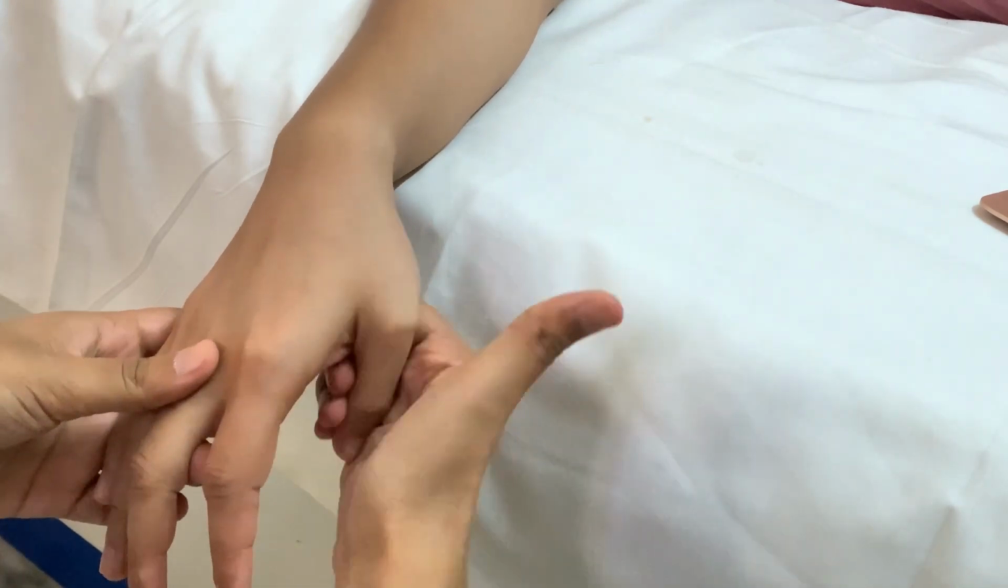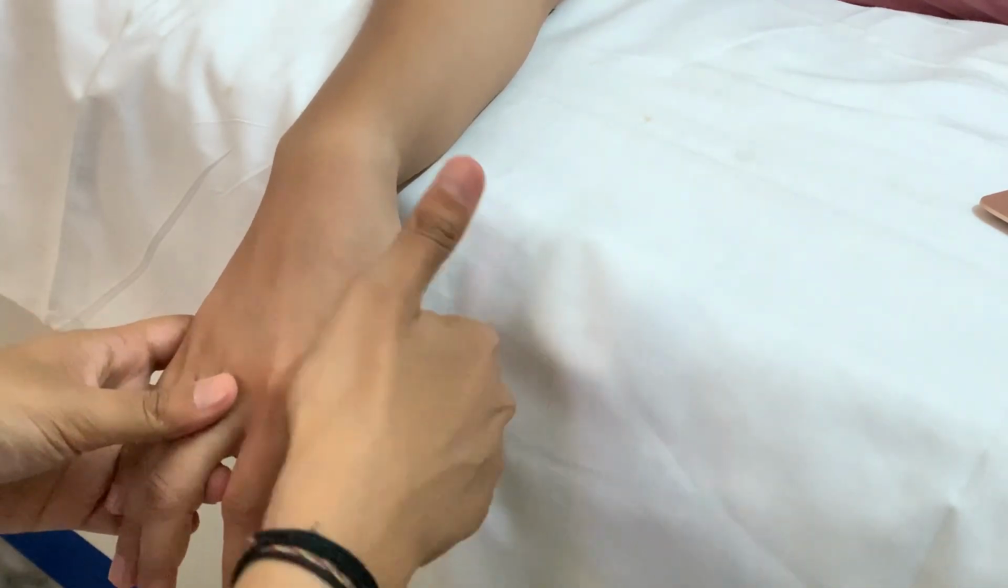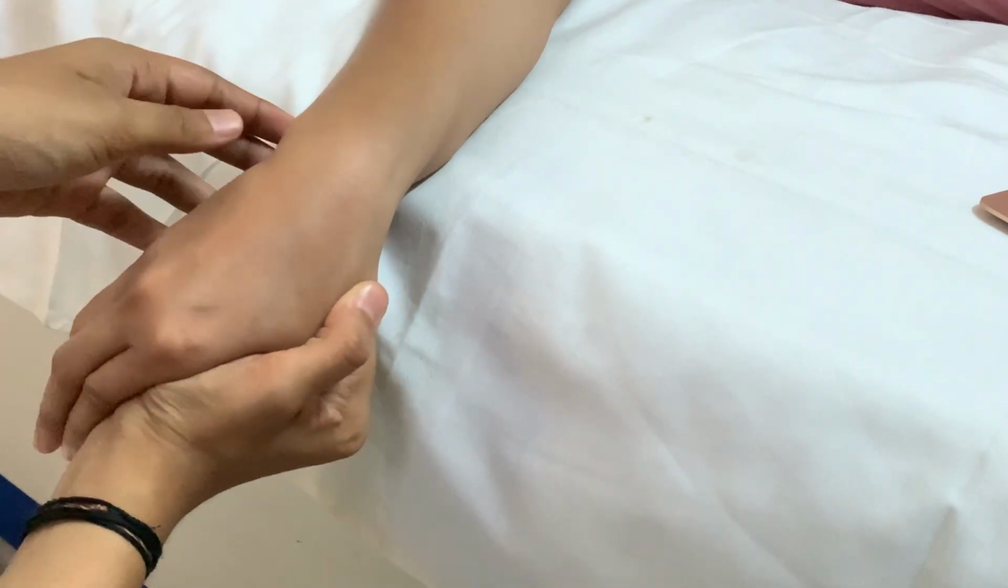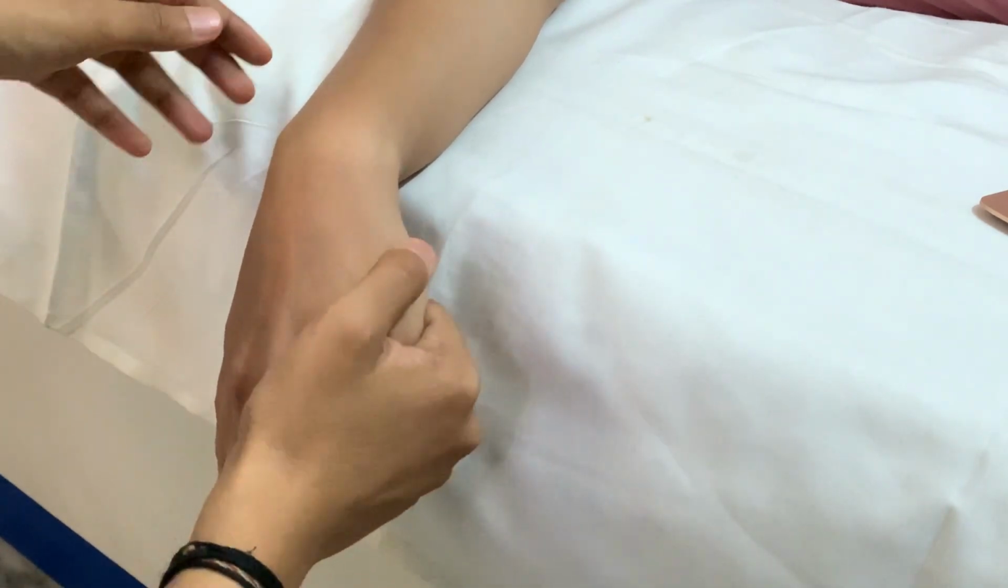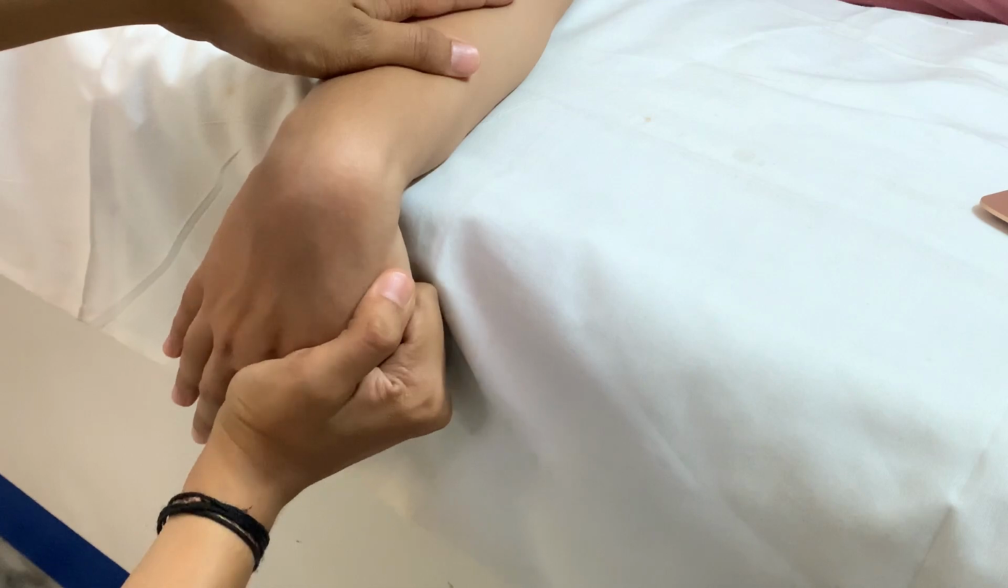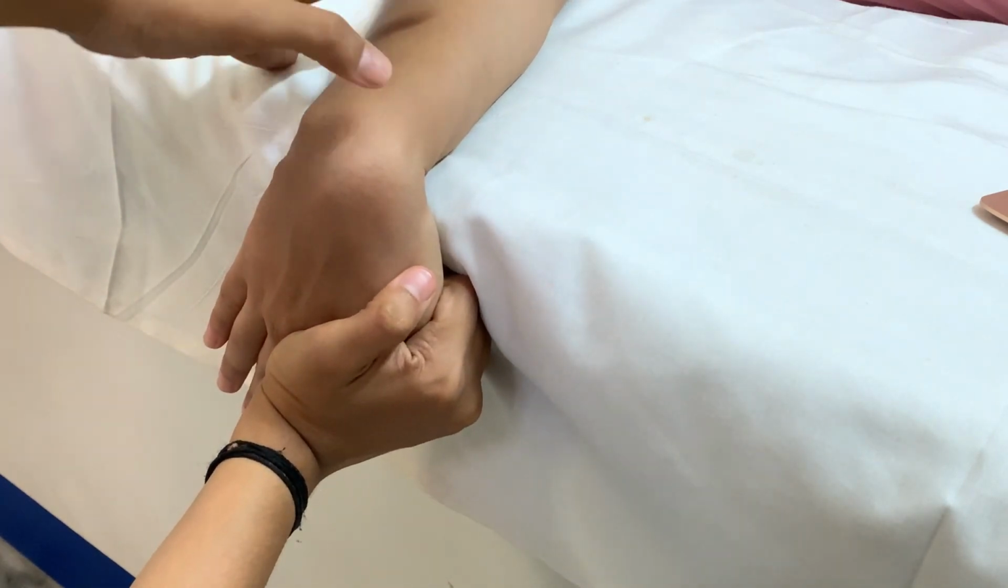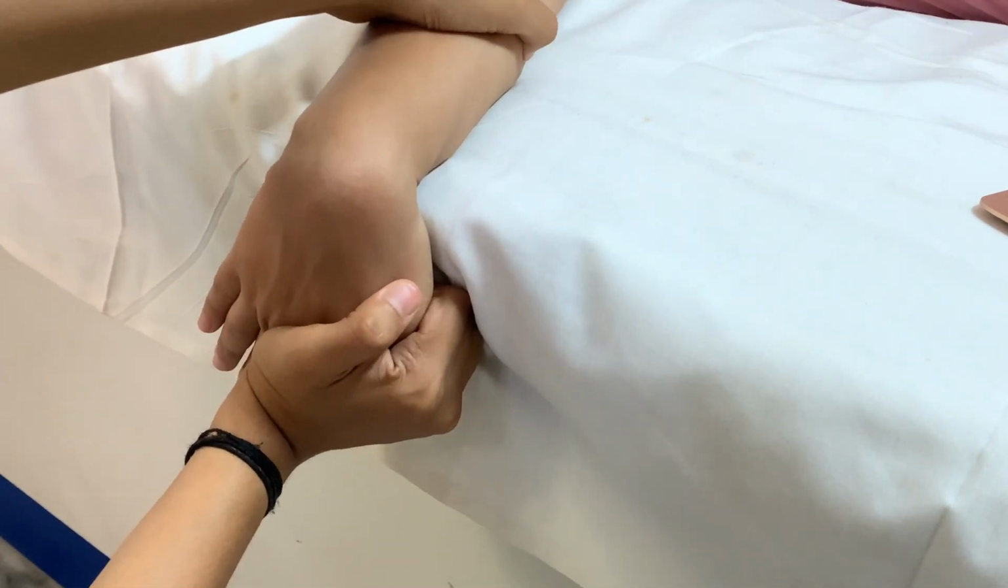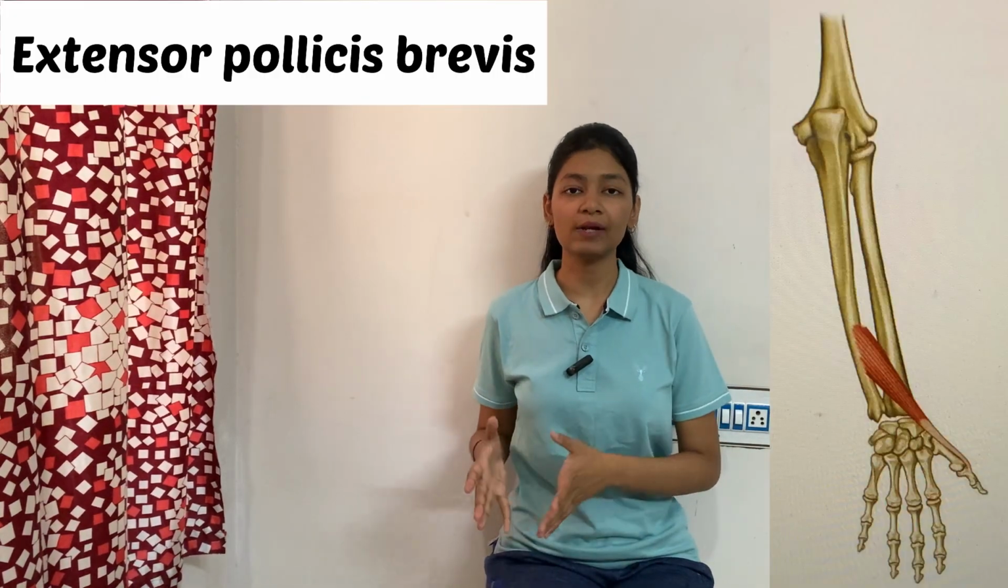So you need to grasp the thumb like this and then you have to perform the flexion movement. So you have to flex the thumb and then ulnarly deviate the wrist. And at the same time you need to flex the wrist joint. So all the three movements are taking place at the same time. Now the next muscle is extensor pollicis brevis.